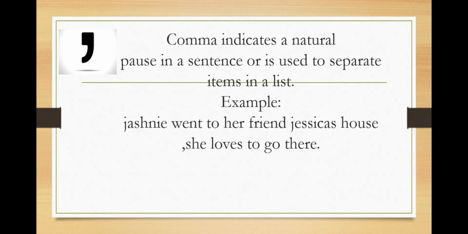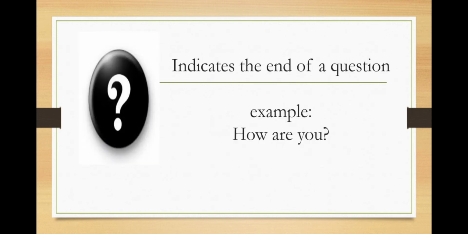Number 2 is the comma. It indicates a natural pause in a sentence or is used to separate items in a list. For example: Jasny went to her friend Jessica's house. She loves to go there. Next is the question mark. It indicates the end of a question. Example: How are you?